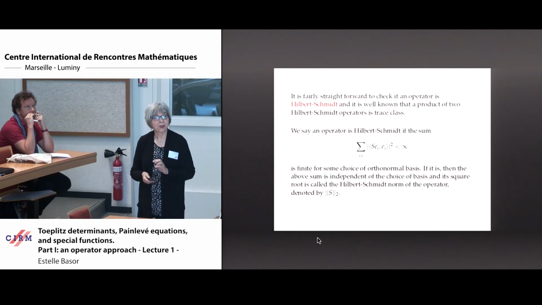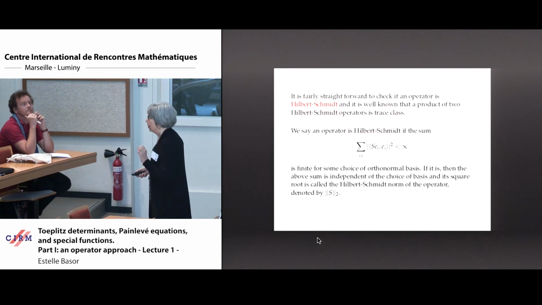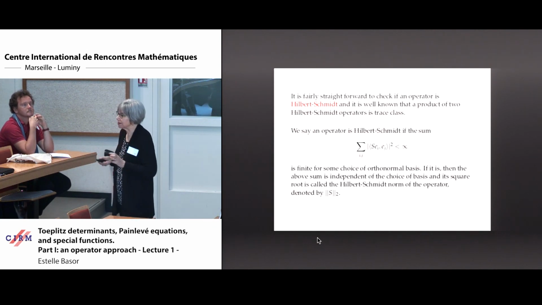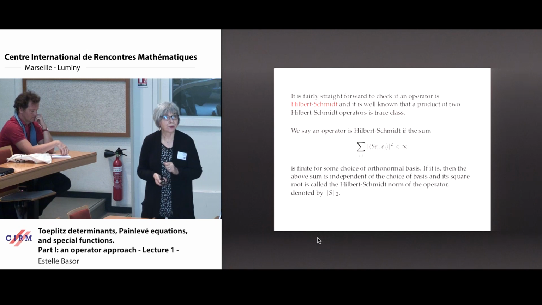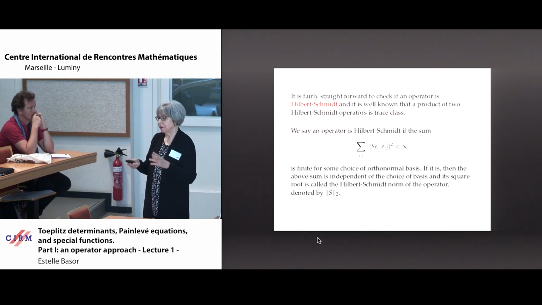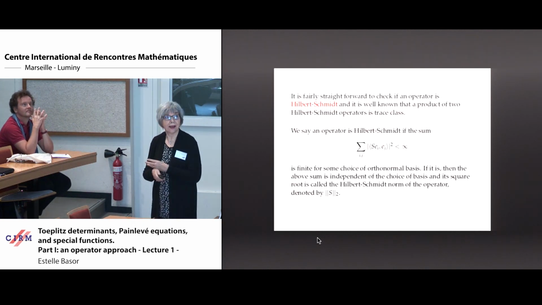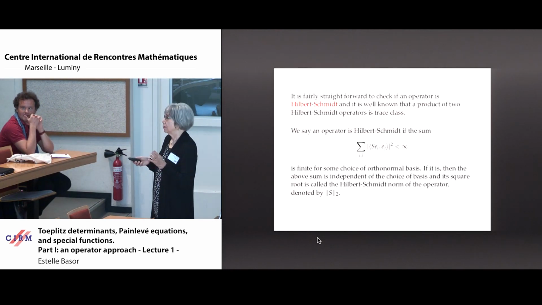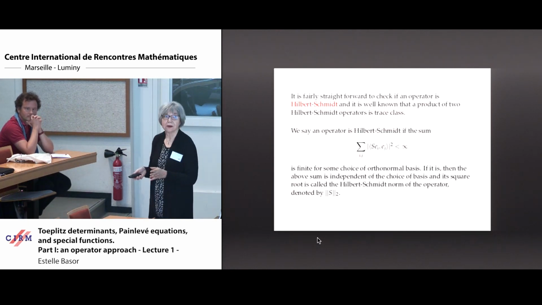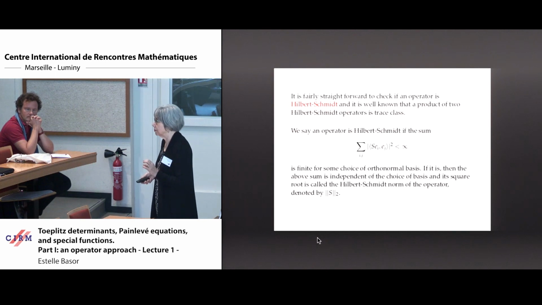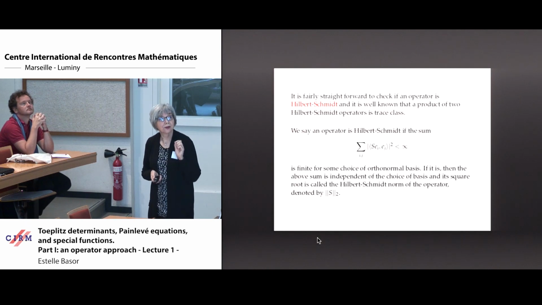So what we're going to do is talk about Hilbert-Schmidt operators. And Hilbert-Schmidt are the things that are kind of easy to deal with. So an operator is Hilbert-Schmidt if you take the absolute value of its coefficients in the matrix array, square them and sum them, and take any choice of orthonormal basis. If one is finite, they're all finite. And the sum is independent. So this is called the Hilbert-Schmidt norm.